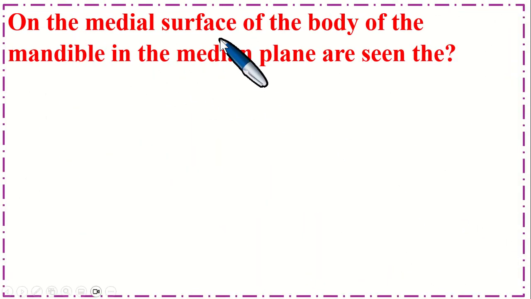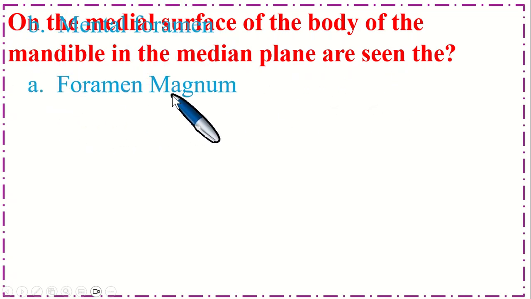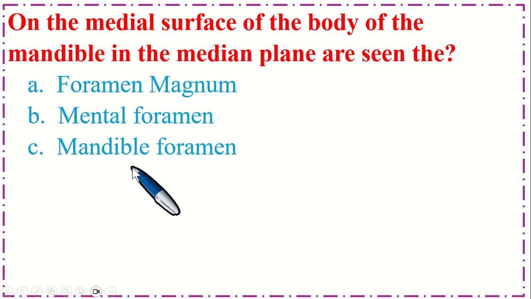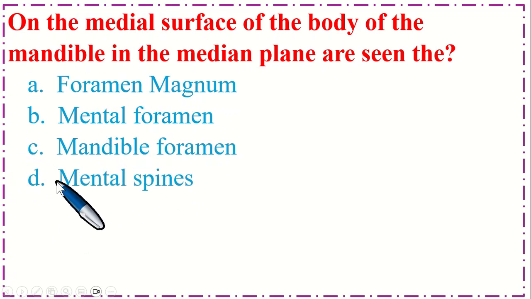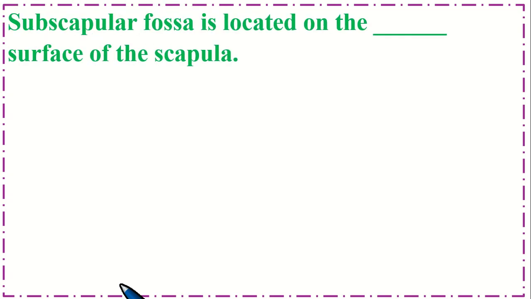On the medial surface of the body of the mandible in the median plane are seen the option A foramen magnum, B mental foramen, C mandible foramen, and option D mental spines. So the correct option is D mental spine. The mental spines are midline on the inner mandible. So this is very important MCQs.